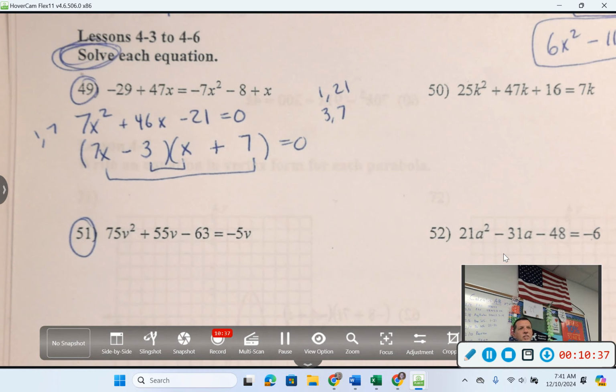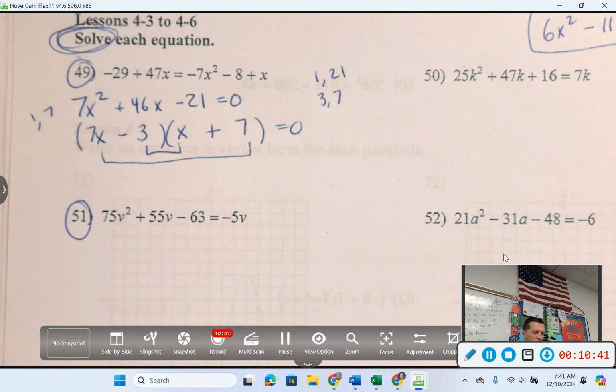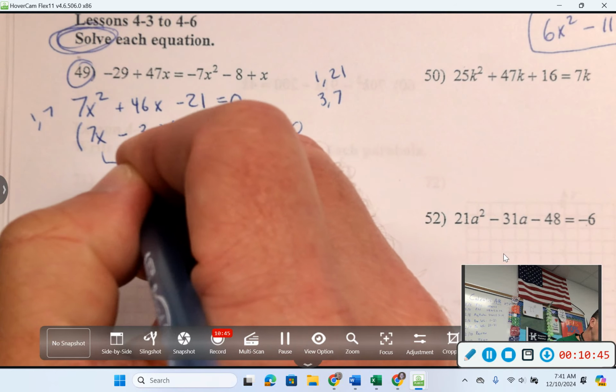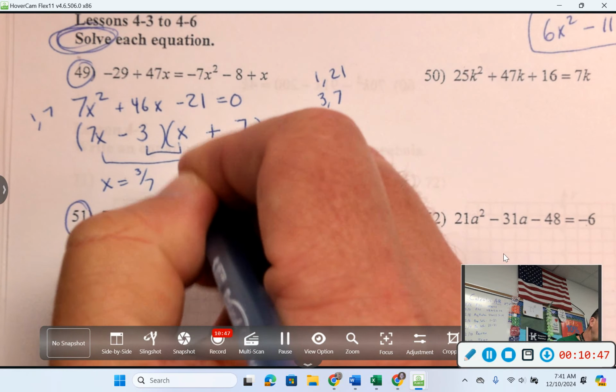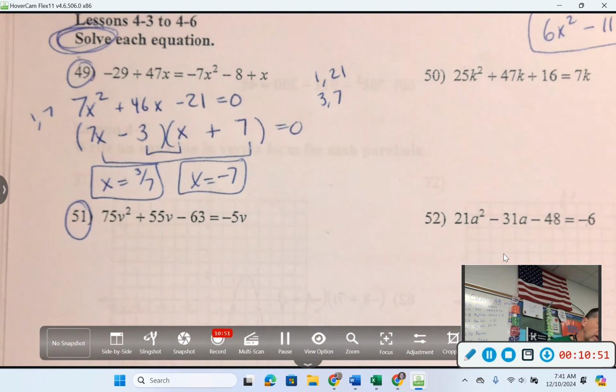Okay, I factored it, so move on to the next one. Solve. We have to solve it. So I've got to set each of those equal to 0. I'm a little short on space, so I'll set it equal to 0 in my head and move things around and get negative 7 and 3 sevenths.